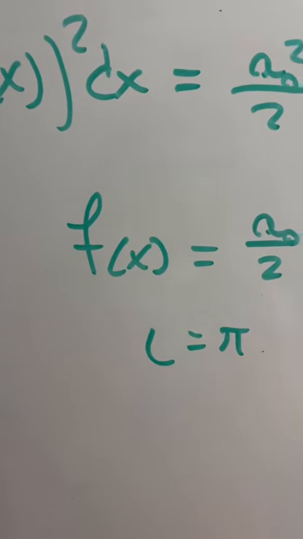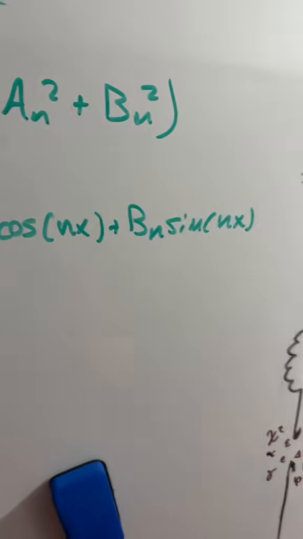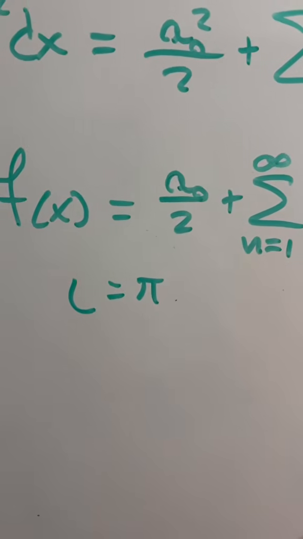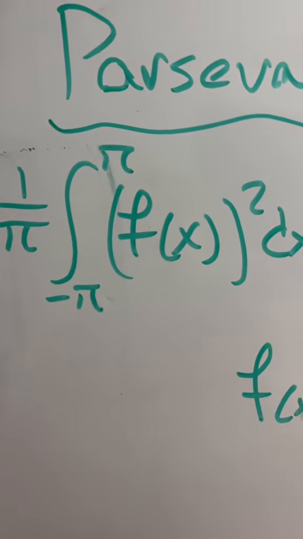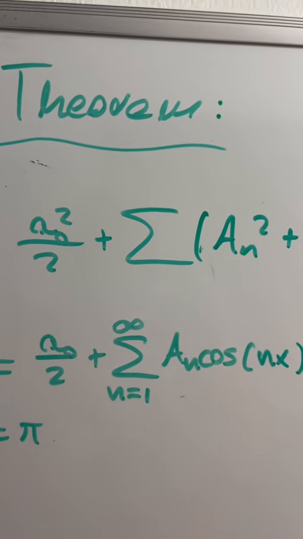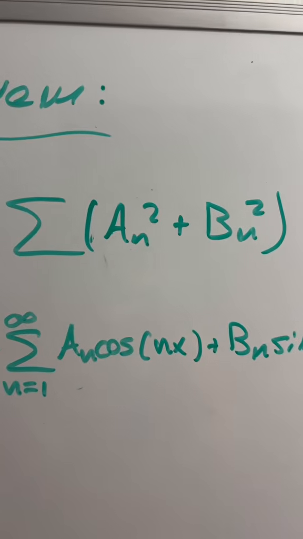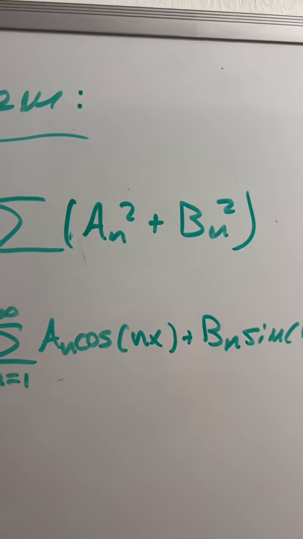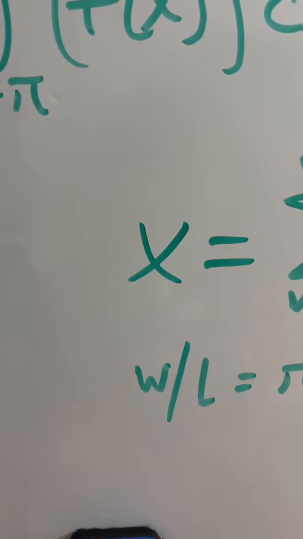If we have a function f of x, which is represented by this Fourier series, and just assuming that L is equal to pi, then 1 over pi times the integral from negative pi to pi of f of x squared is equal to a naught squared over 2 plus the sum going from 1 to infinity of the Fourier coefficients squared. So let's see this theorem in action.